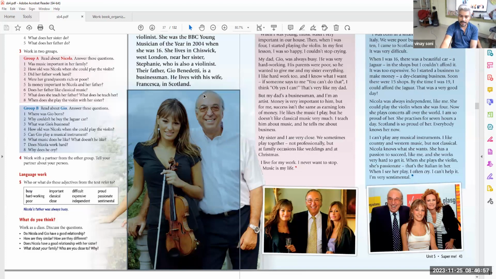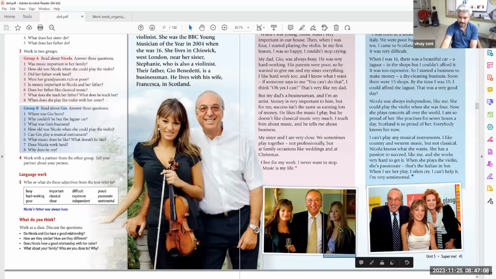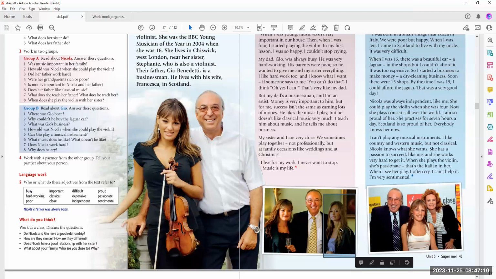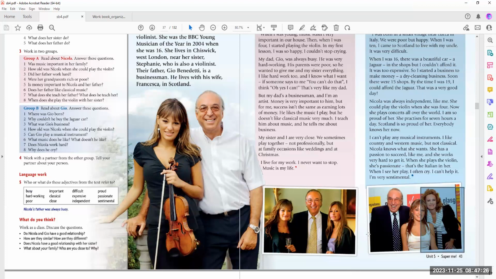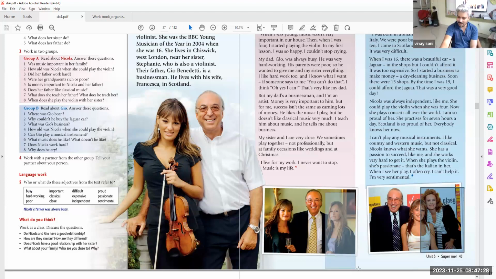Okay, this girl is Nicola Benedetti. And this old man is? Who is Gio? Nicola's father. Right. And here you see another woman in this picture. Who is she? Who do you think? Nicola's mother, but she looks very much the same age. Take a look at this woman here. She looks more like Nicola's mother, right? Do you think she could be her sister maybe?